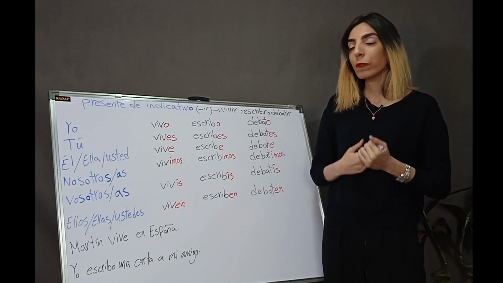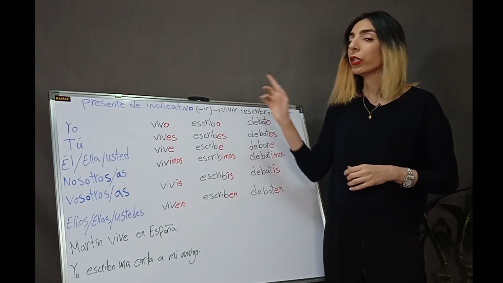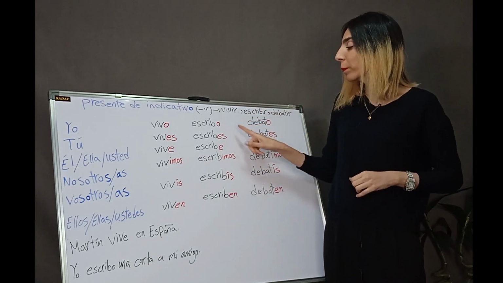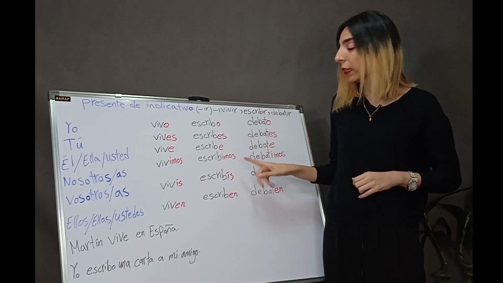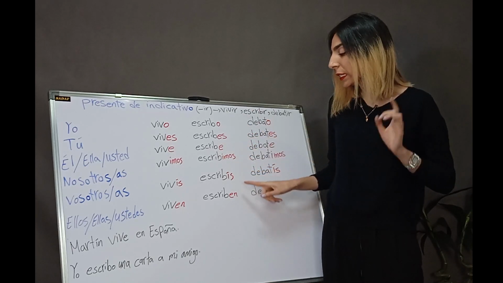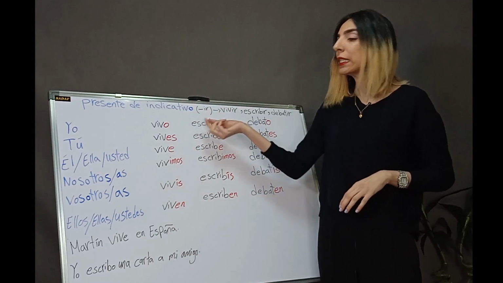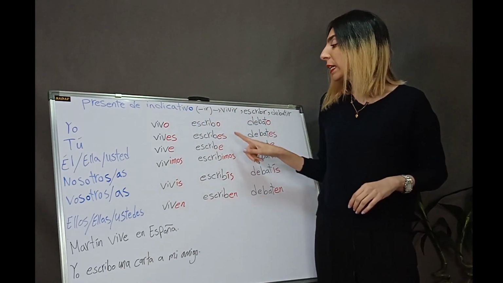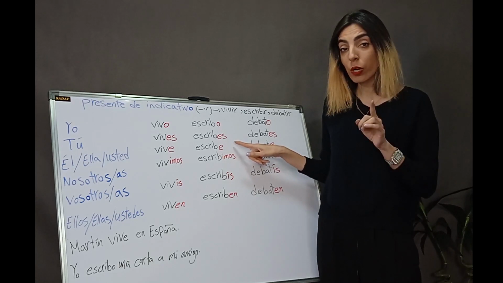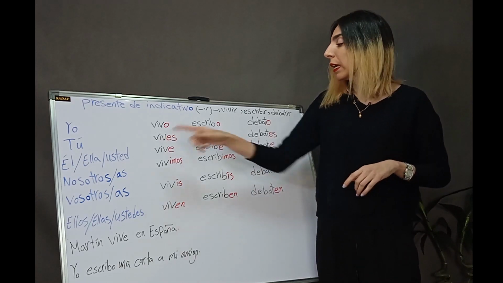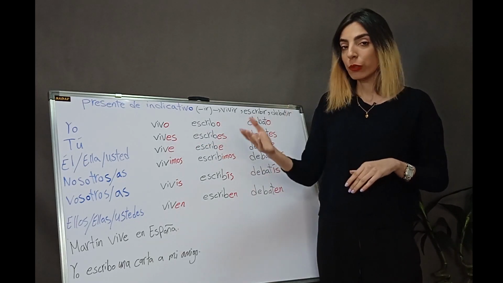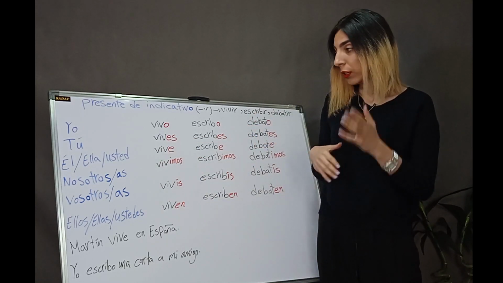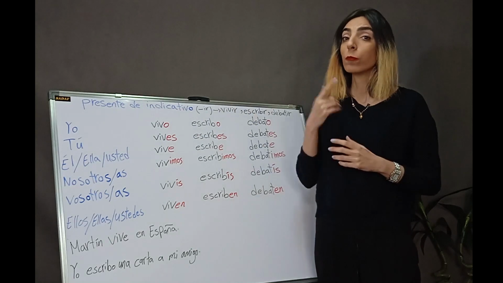So, the verb escribir means to write. First of all, we have to delete IR at the end of the verb and we have to add O, S, E, imos, is, en. Yo escribo, I write. Tú escribes, you write, singular form. Ella escribe, she writes. Usted escribe, you write, singular and formal.